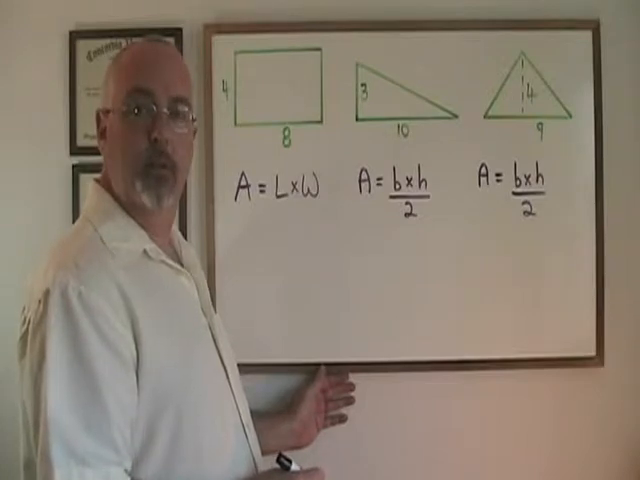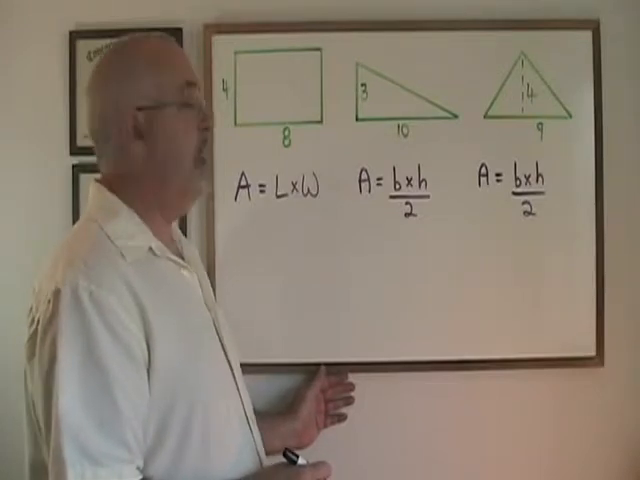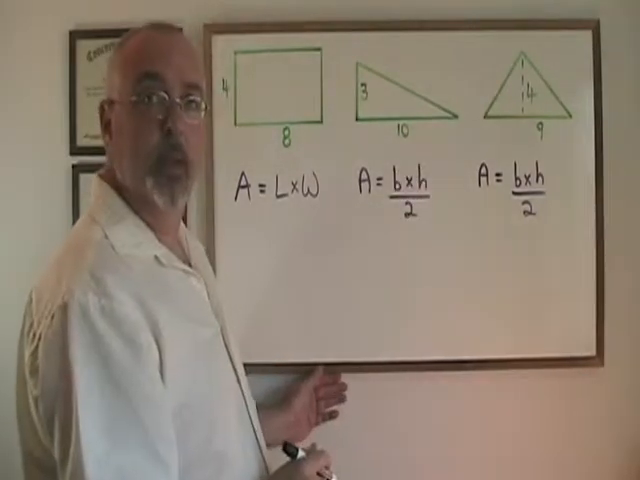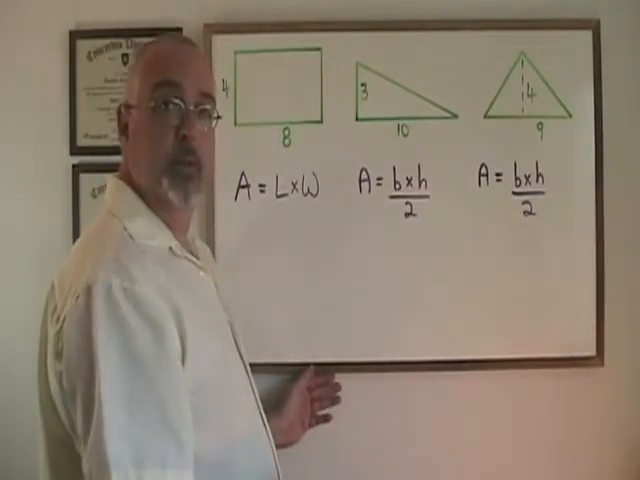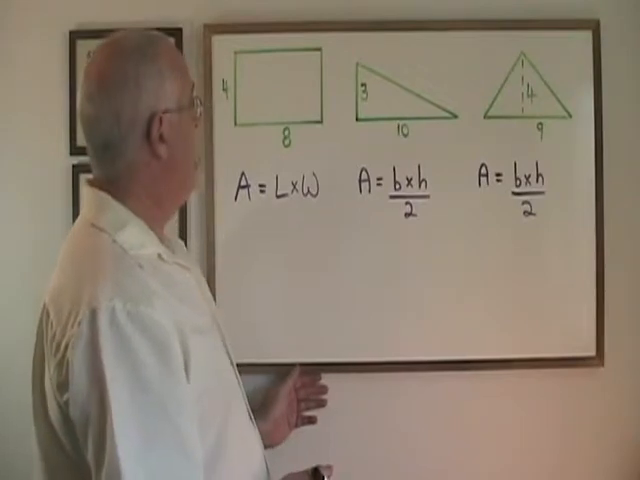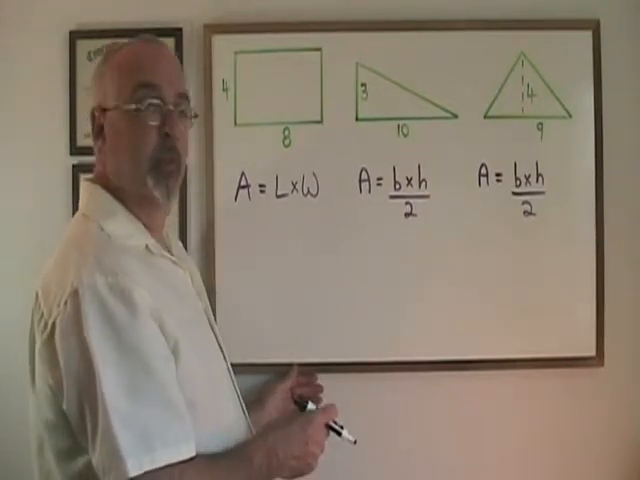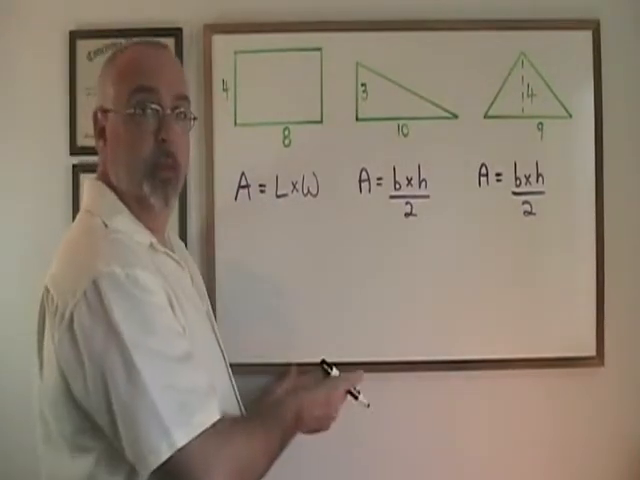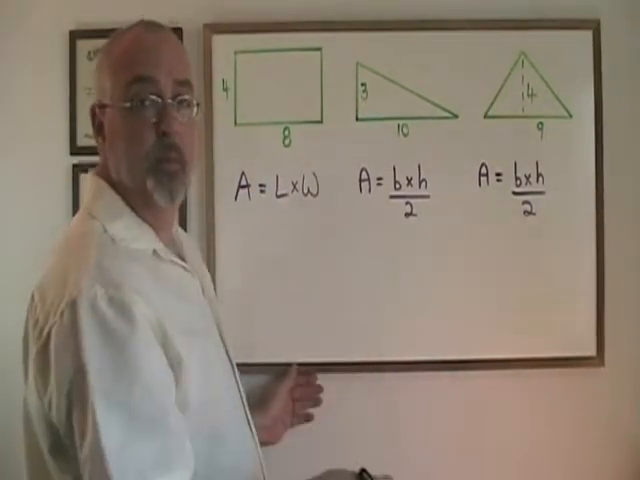Among the more commonly used formulas in geometry are the formulas for area of a rectangle and area of a triangle. Here are a couple of examples that show us using these formulas. The area of a rectangle formula is area equals length times width. But which is the length and which is the width?